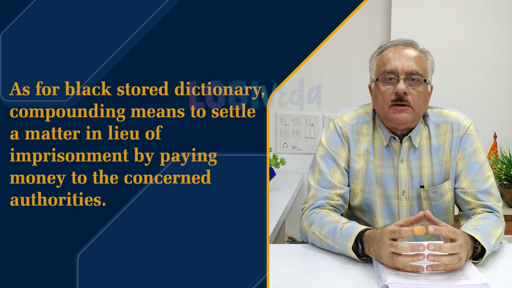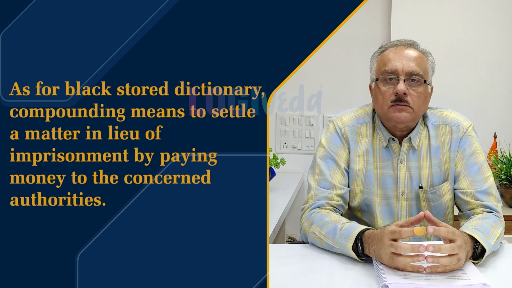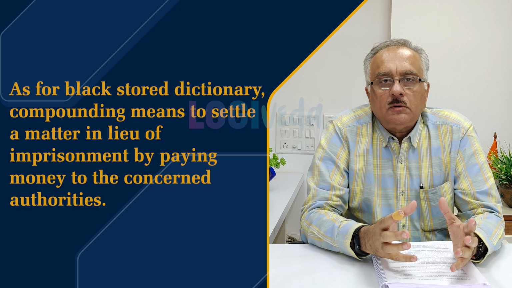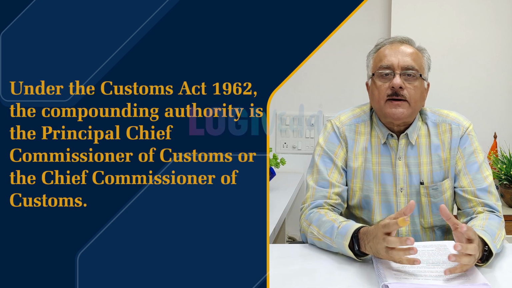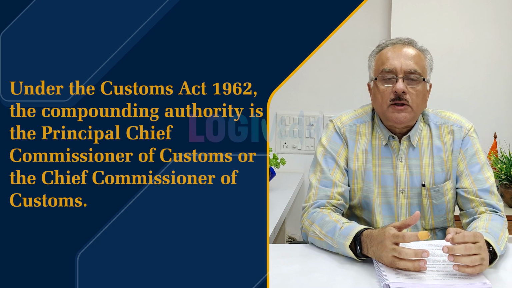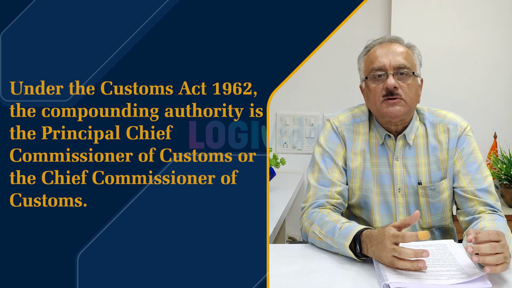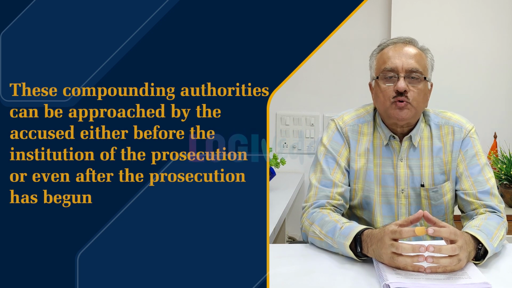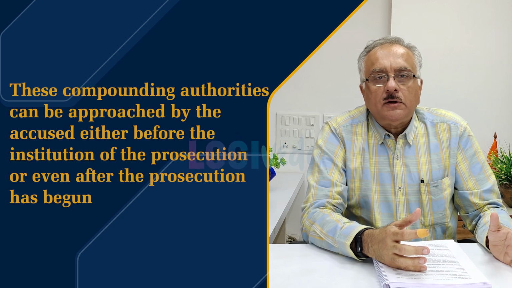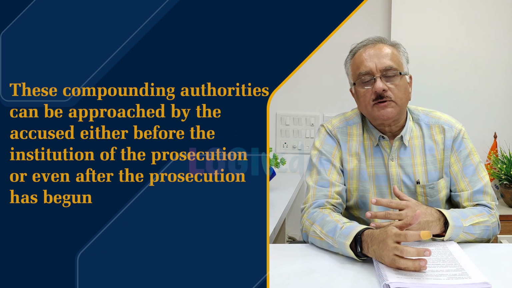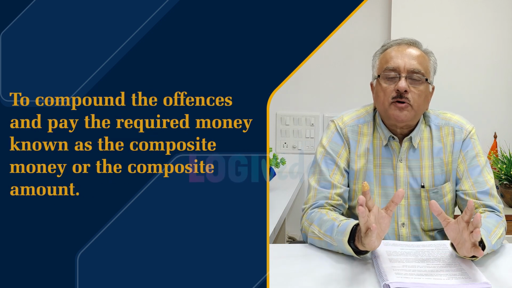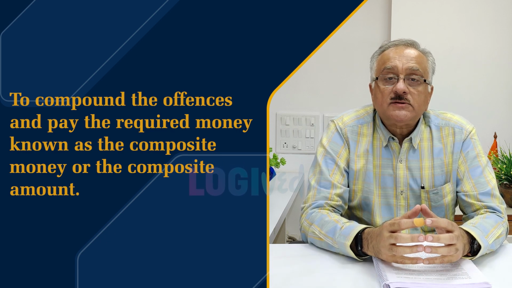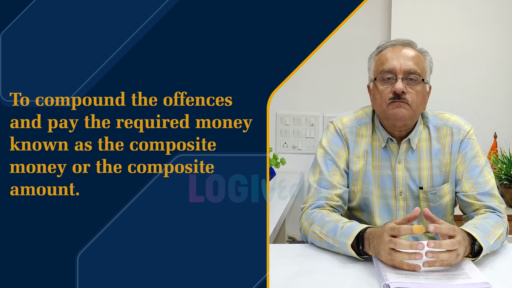As per Black's Law Dictionary, compounding means to settle a matter in lieu of imprisonment by paying money to the concerned authorities. So under the Customs Act 1962, the compounding authority is the Principal Chief Commissioner of Customs or the Chief Commissioner of Customs, and this compounding authority can be approached by the accused either before the institution of the prosecution or even after the prosecution has begun, to compound the offences and pay the required money known as the composite money or the composite amount.